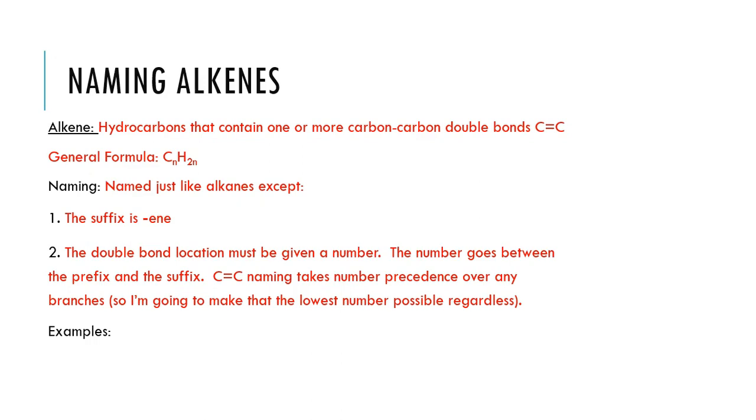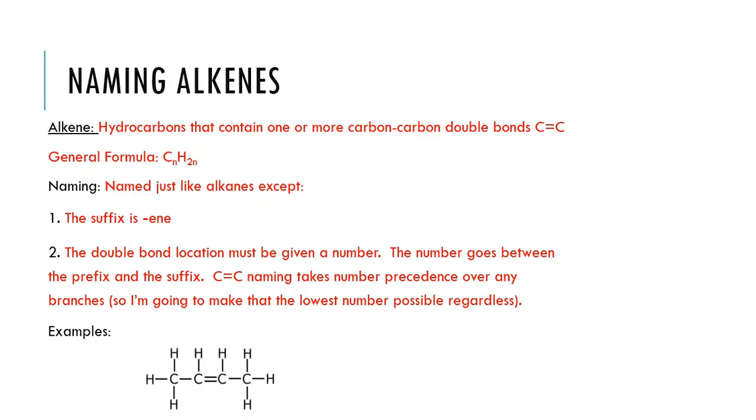Because if you think about something like pentane, there's multiple carbon-carbon bonds. So we want to say which one is the double bond. So the number goes between the prefix and the suffix. I'll give you some examples of that. The carbon-carbon double bond naming takes number precedence over any branches. So my goal is to make that the lowest number possible regardless of what else is there.